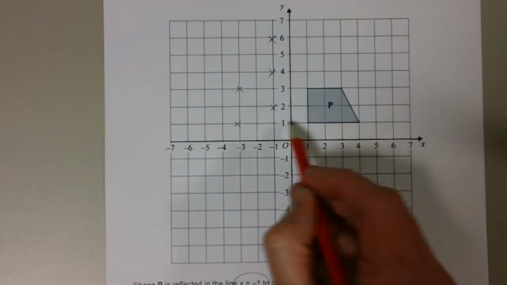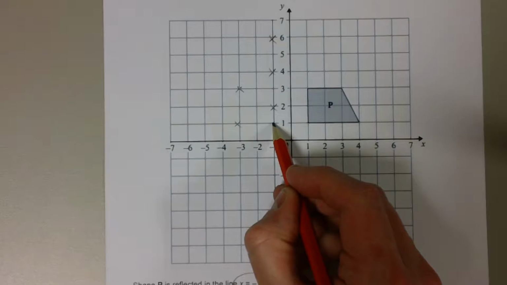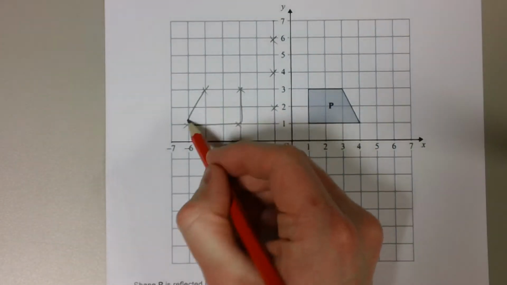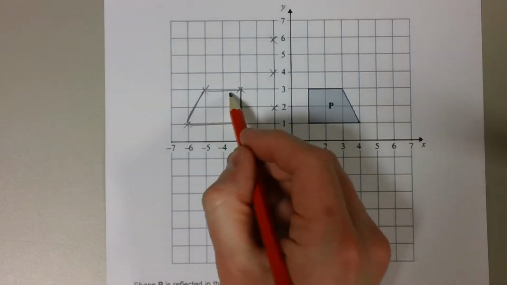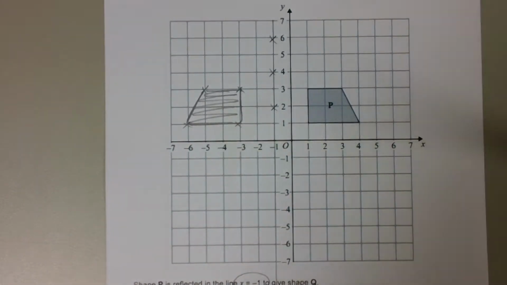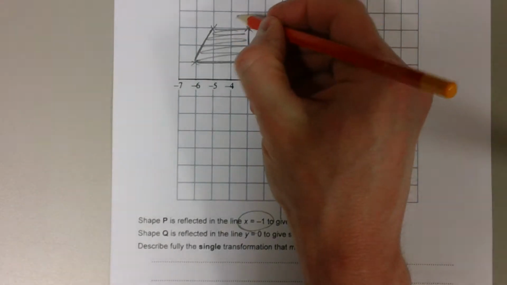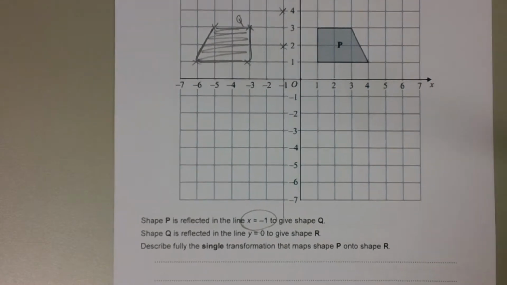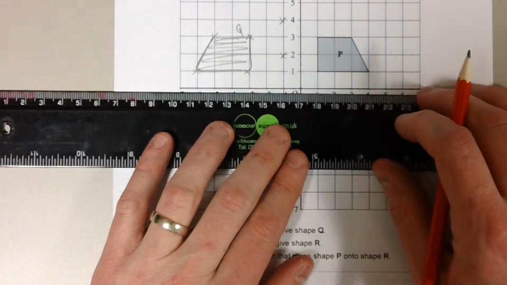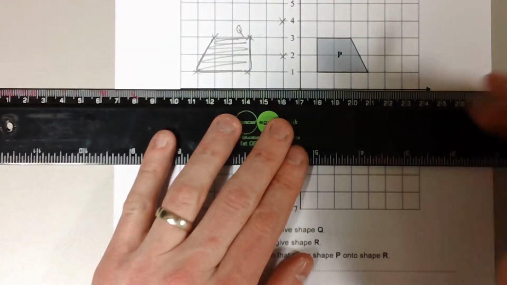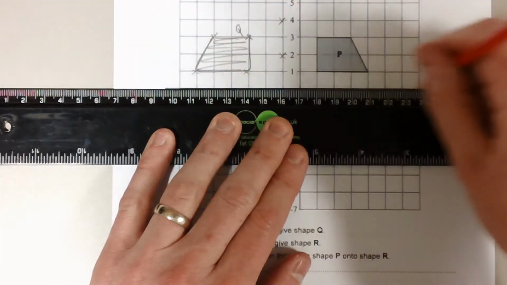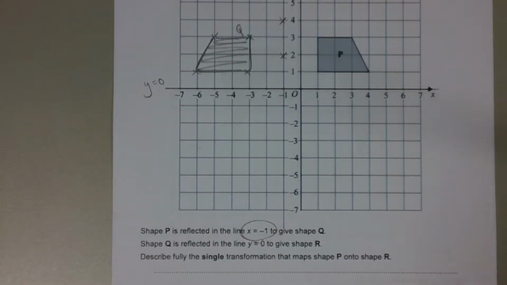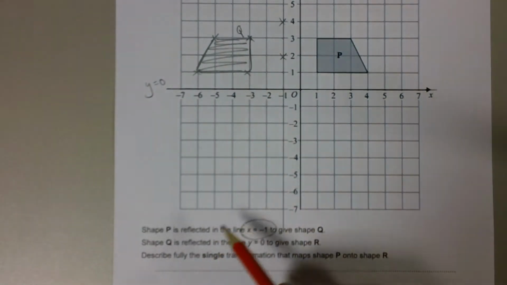From here to the mirror line is 5 squares, so go 5 squares in the opposite direction and build up a picture of what the shape looks like. And that is shape Q. Shape Q is reflected in the line y equals 0, so again we have to identify the mirror line in the same way as we identified where x equals -1 was. The x-axis is the line y equals 0, so we reflect Q in this mirror line.